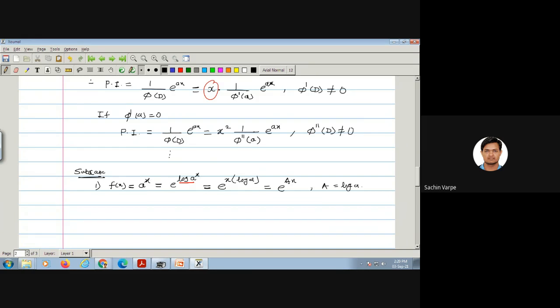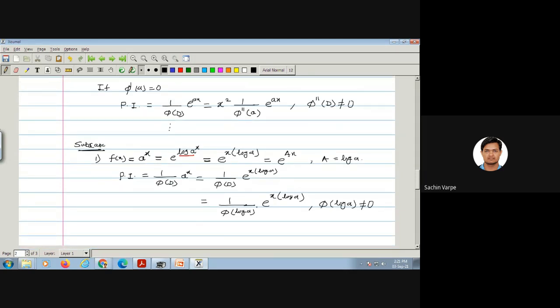So why have I written in this form? Because I know for the e to the power ax case, I just have to replace D by a. So the particular integral of 1 upon phi of D, a to the power x, will be equal to 1 upon phi of D e to the power x into capital A, or capital A x, and that will become 1 upon phi at log a into e to the power x log a. Is this clear to everyone? Provided that phi of log a must be non-zero. If it is zero, then we have to do the same thing, just like we discussed above.